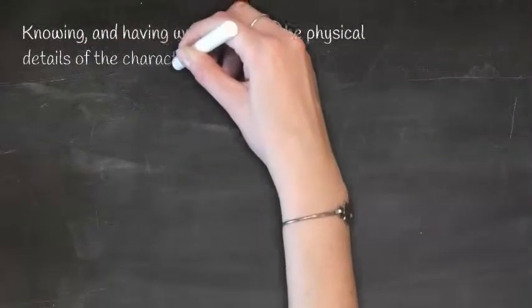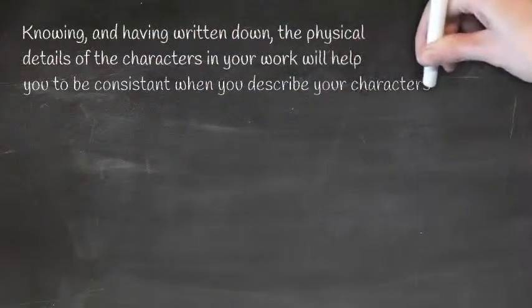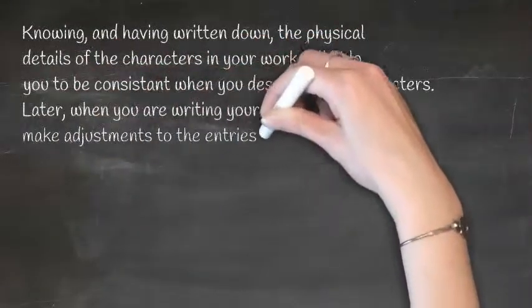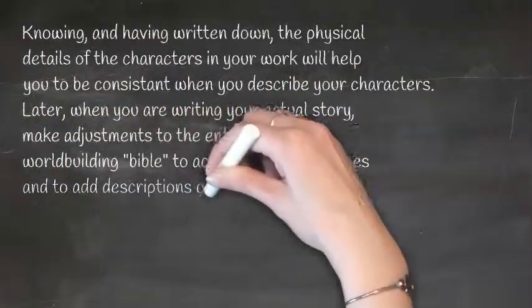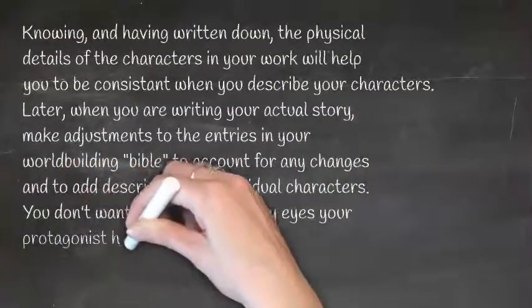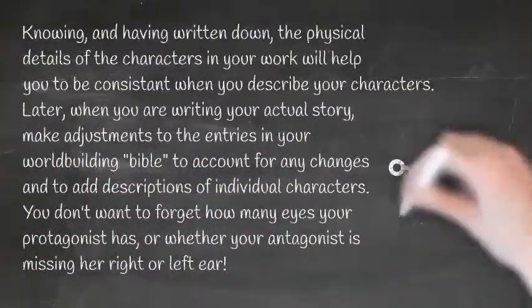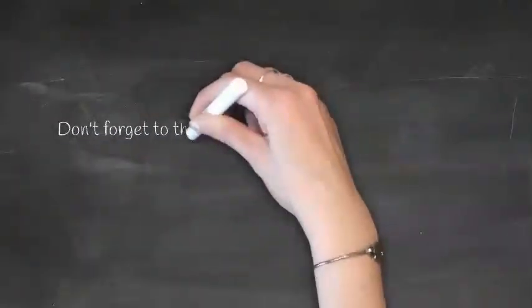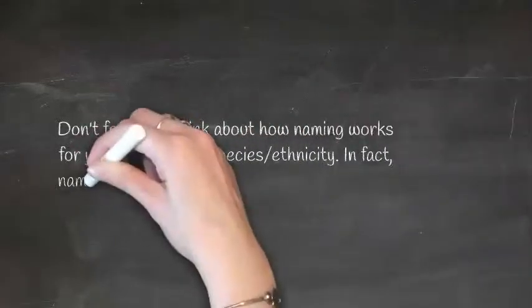Knowing and having written down the physical details of characters in your work will help you to be consistent when you describe your characters. Later, when you are writing your actual story, make adjustments to the entries in your world-building Bible to account for any changes and to add descriptions of individual characters. You don't want to forget how many eyes your protagonist has, or whether your antagonist is missing her right or her left ear. Don't forget to think about how naming works for your character's species ethnicity.